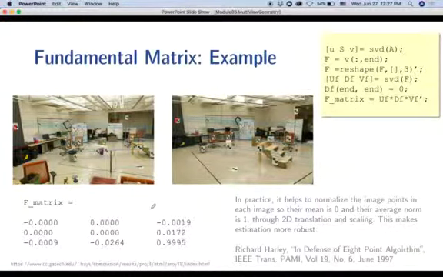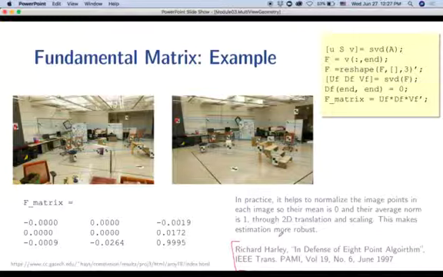Okay, and now one last comment that I'm going to make on this fundamental matrix is that in practice, I mentioned Richard Hartley's paper in defense of the 8-point algorithm. People found out that this 8-point algorithm was not performing as well as the 7-point algorithm or some of the other techniques that people were using.